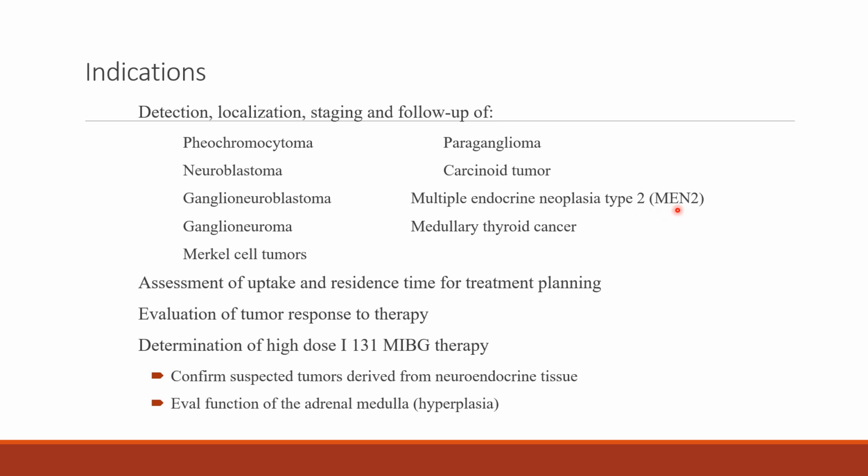Multiple endocrine neoplasia type 2 is kind of when you have more than one type of neuroendocrine tumor. Medullary thyroid cancer is just a different type of thyroid cancer that affects the medulla, and it affects the different type of thyroid cells. And it has a lot more to do with different hormone production, not necessarily the T3 and the T4.